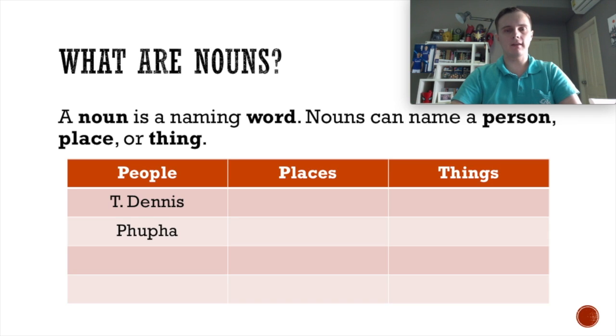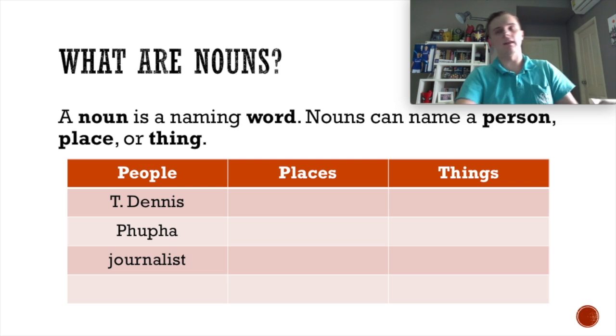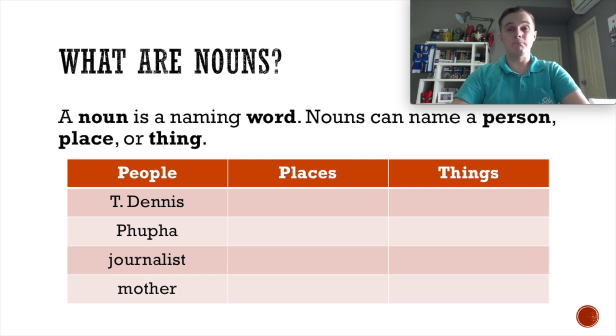So people, Teacher Dennis. Teacher Dennis is a person. Pooper, you know Pooper, he's a student in IP5. Journalist, do you know what a journalist is? A journalist is somebody who writes for a newspaper or for a website. Someone who tells you the news, tells you what is happening in the world. And mother, I'm sure you all know mother because you all have mothers. So these are all examples of people.